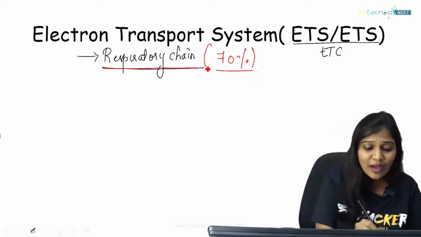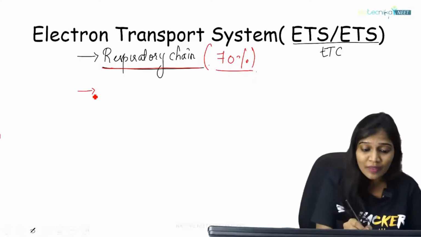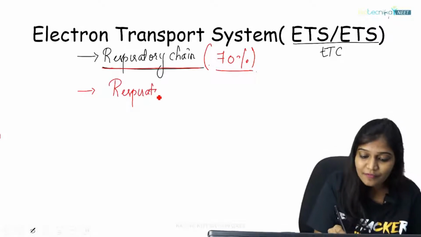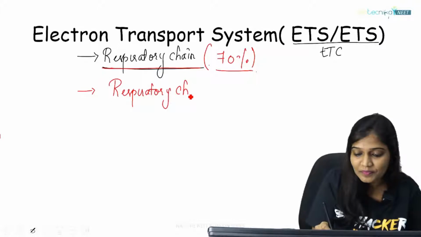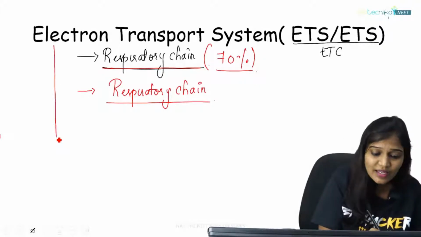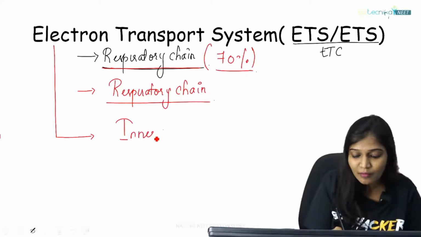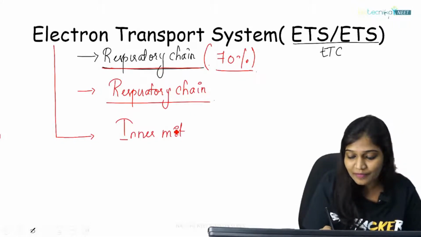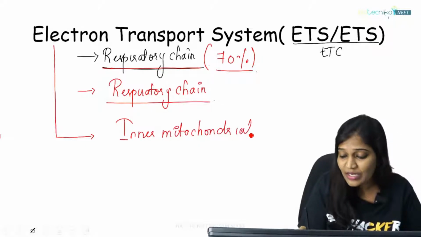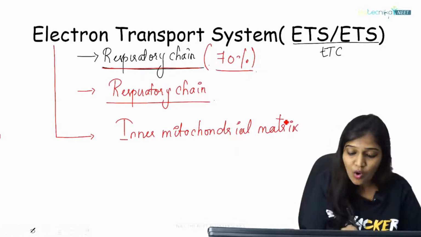Another important thing to see is what this respiratory transport system has. If we talk about this respiratory chain, there are very important processes. I'm going to talk about 5 complexes. And where does this ETC take place? It takes place in the inner mitochondrial membrane. This is very important. You will definitely get it in your examination, so make it a star point in your notes.